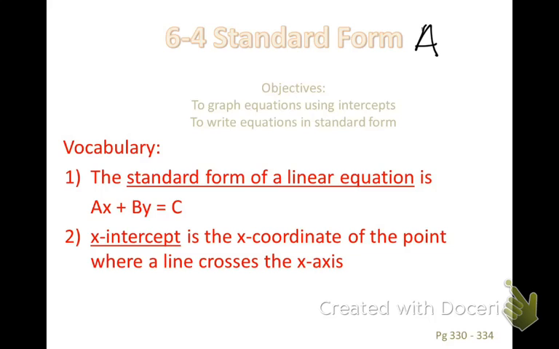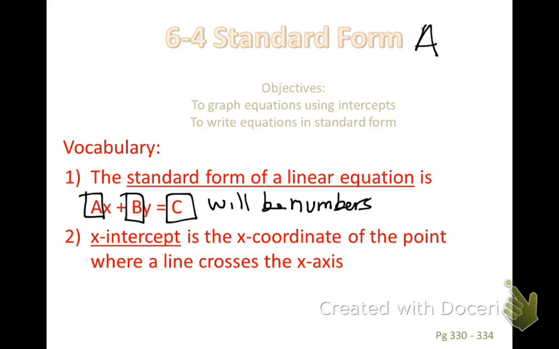The standard form of a linear equation is ax plus by equals c. They'll be numbers when we do the problems. And then you have what's called the x-intercept. We already know what the y-intercept is, but this one is the x-intercept, and the x-intercept is the x-coordinate of the point where a line crosses the x-axis.